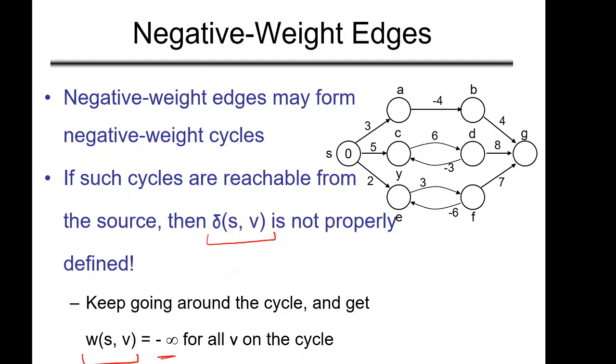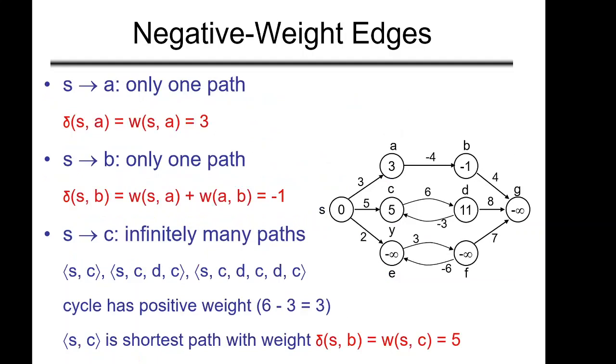Let me just show you an example. Suppose this is the given graph and S is the source, and we have to find the shortest path from the source to all the other vertices.